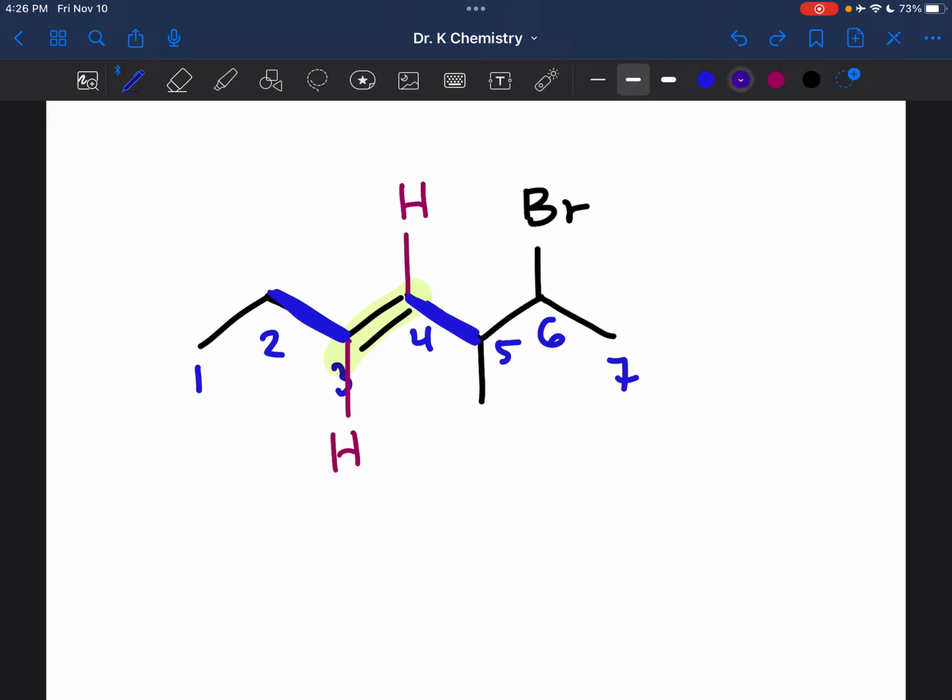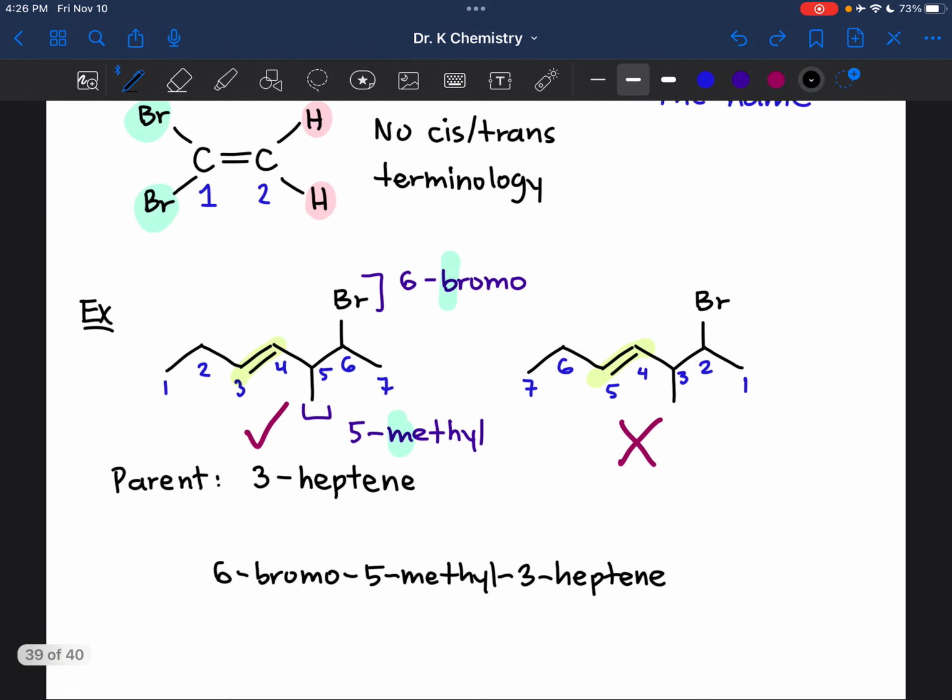And also, each carbon in the double bond has different groups. It has a hydrogen over here and then this ethyl group right here. The other carbon has a hydrogen and then this giant group right here. So this is a scenario where you would use this trans terminology, and it's a trans alkene, so we have to make sure we note that. And that will go at the very beginning of the molecule name. So this becomes trans 6-bromo, 5-methyl, 3-heptene.